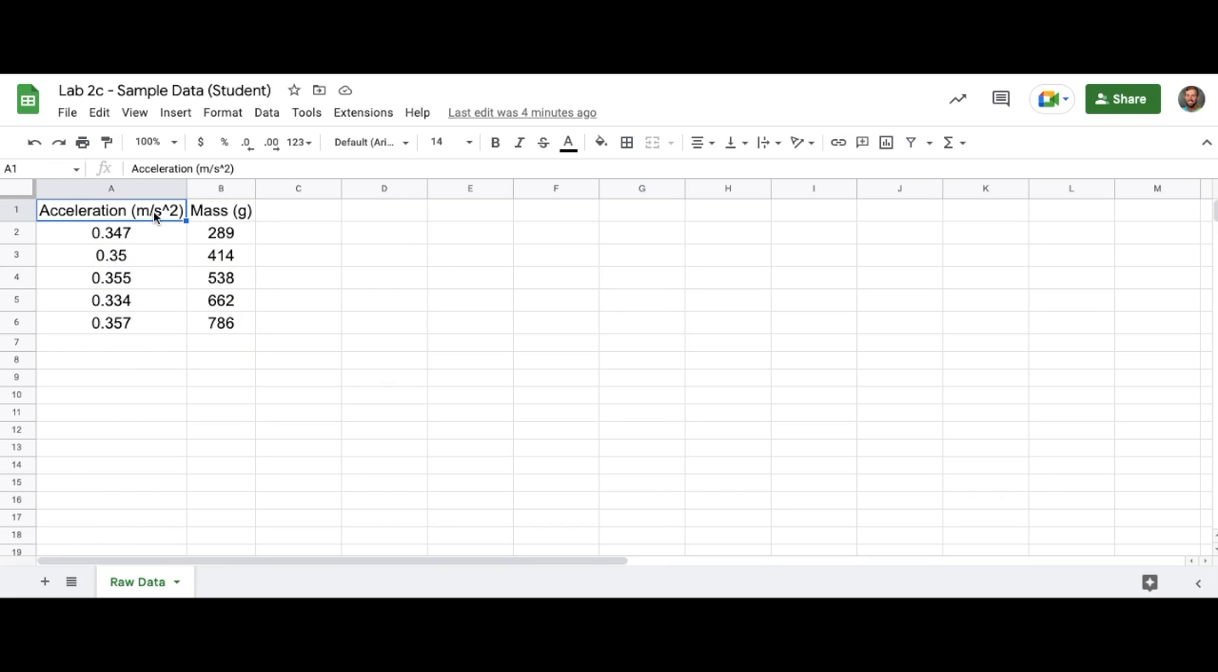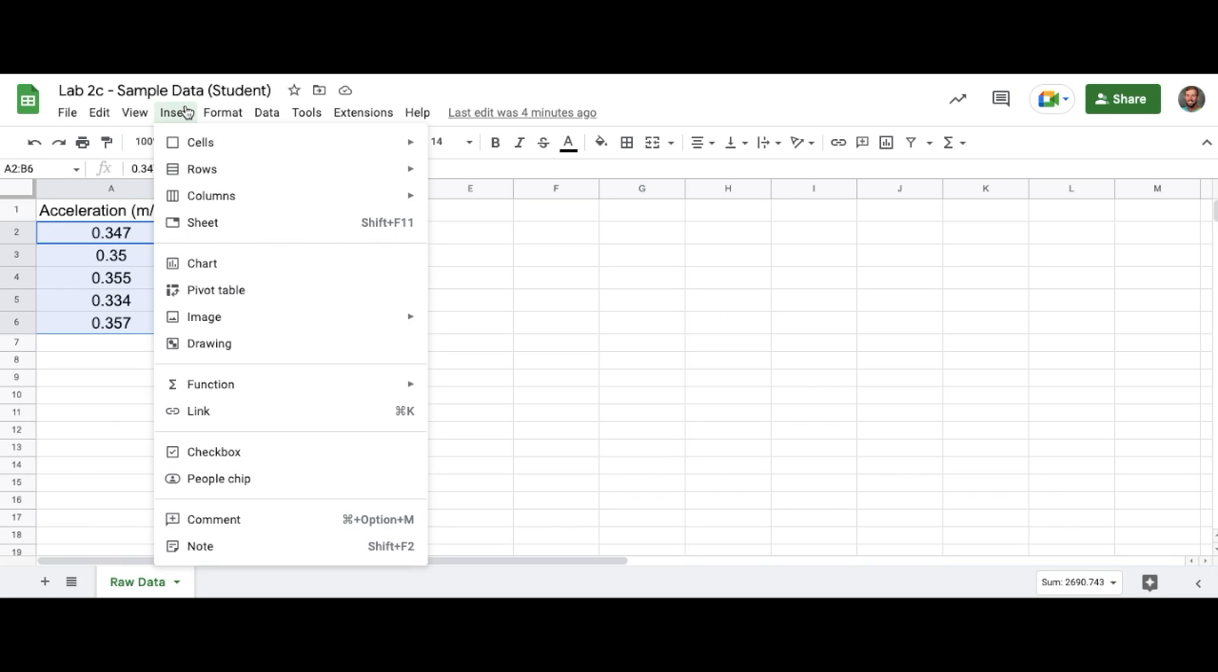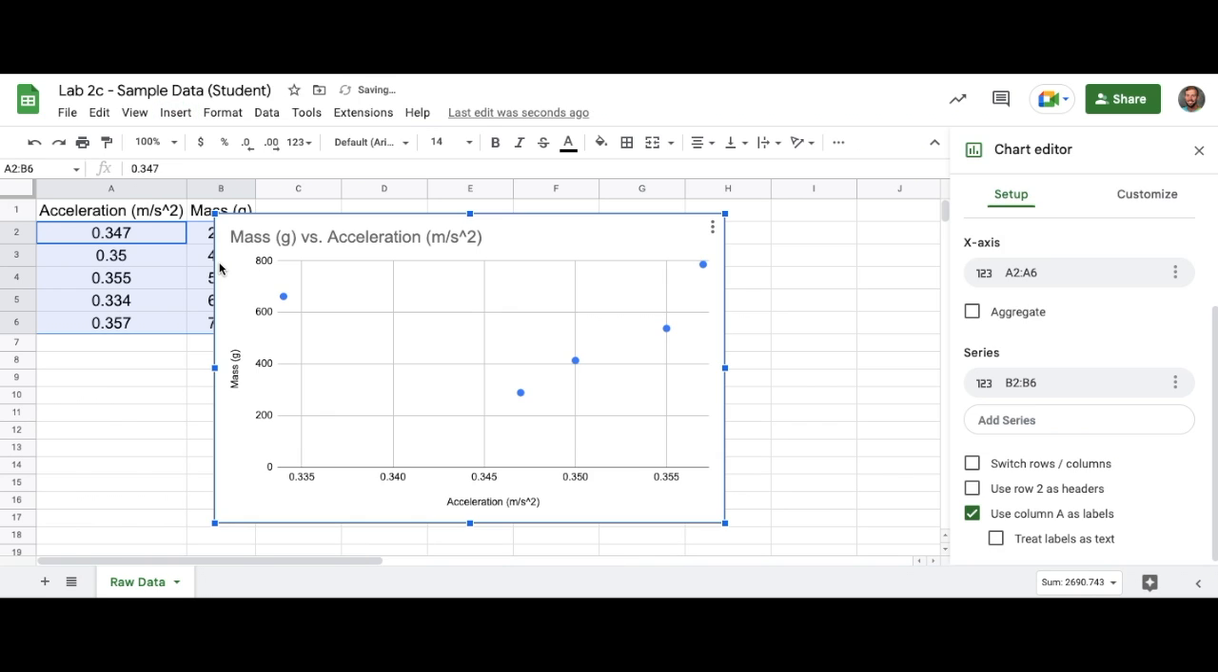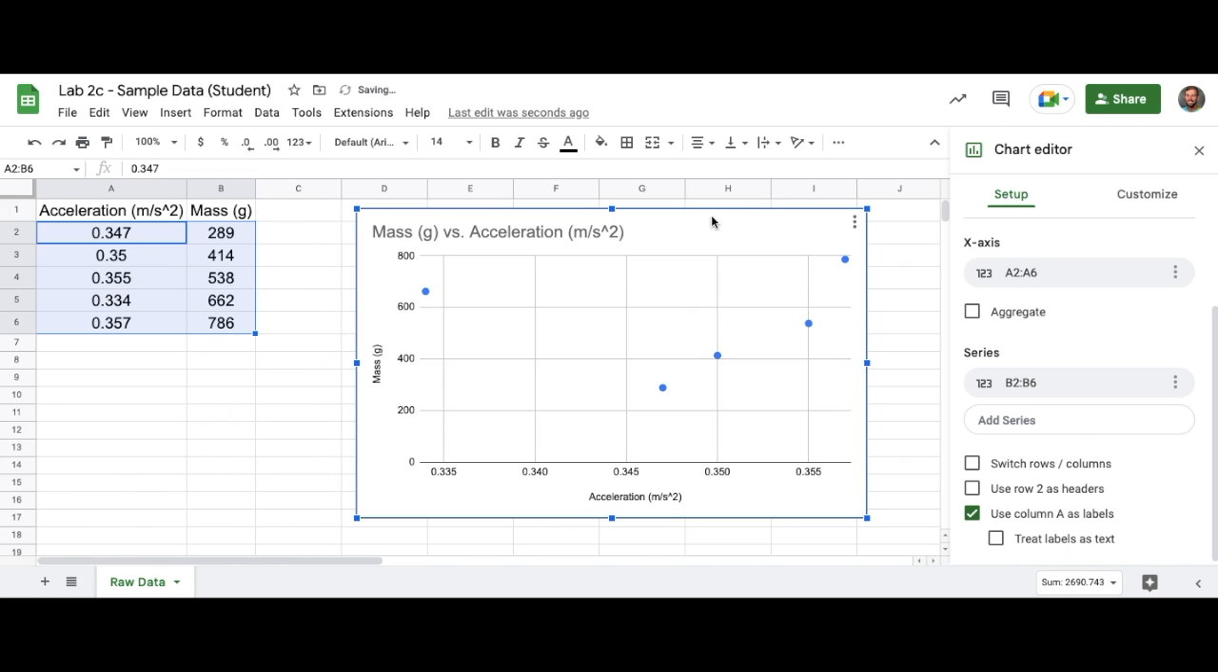In fact, I'm going to go ahead and avoid the title just for now. I can go ahead and add that in later. I'm going to hit Insert and Chart. And now, it actually has mass on the y-axis, acceleration on the x. We wanted a graph of acceleration versus mass.